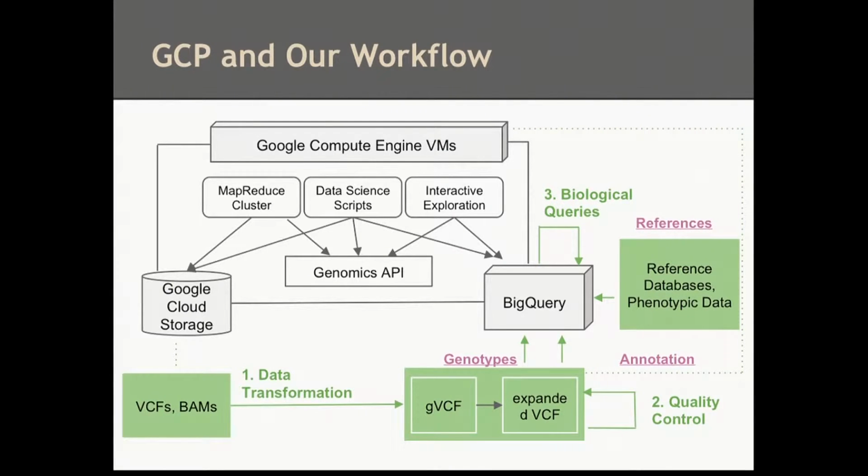We team up with Google Genomics to together develop solutions to analyze this large-scale genomic data on Google Cloud. So the Google Cloud platform comprises 3 components: storage, compute, and BigQuery. BigQuery is a relational database that enables super-fast SQL-like queries. So with our solutions, and also via the Genomics API, users can boot up a MapReduce cluster and run data science scripts in various languages. And you can also explore your data interactively using the BigQuery UI, Genome Browser, and RStudio.